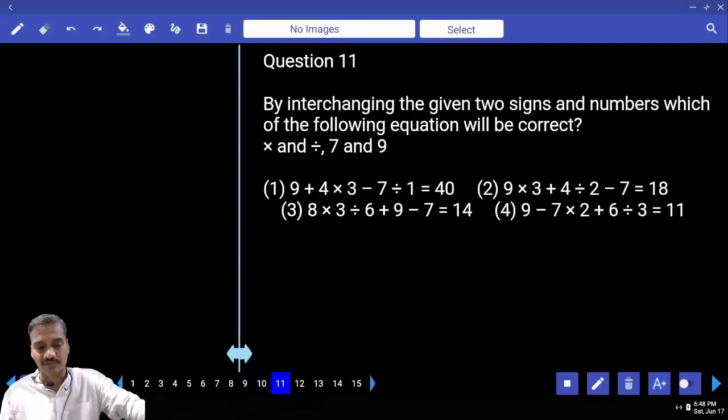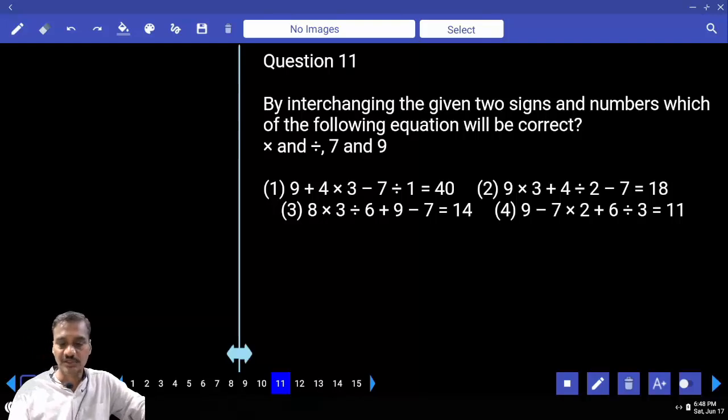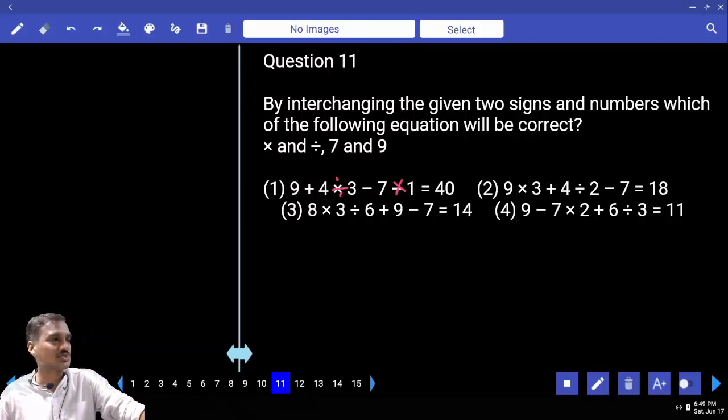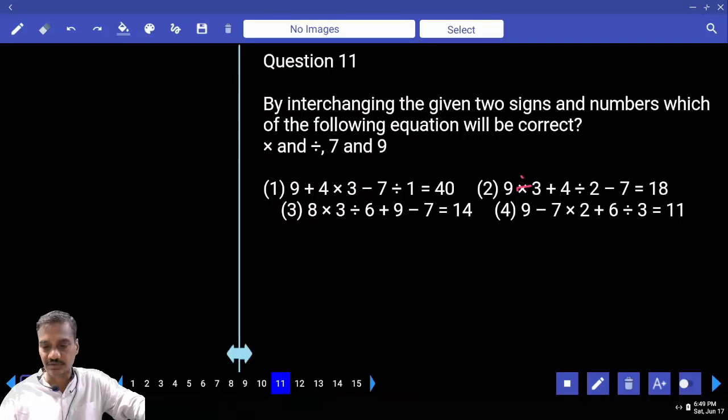Now in this question number 11, which of the following equations will be correct by interchanging these two? Multiplication and division. Now this should be multiplication and this is division. 4 divided by 3 does not give a perfect number. Isn't it? Choice 1 is ruled out. Then choice 2, multiplication and division. Now this is division and this is multiplication. And at the same time 7 and 9. 7 divided by 3 is not possible. Then choice 2 is again ruled out.